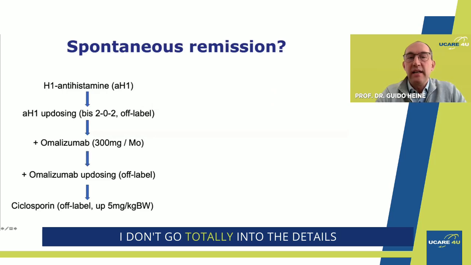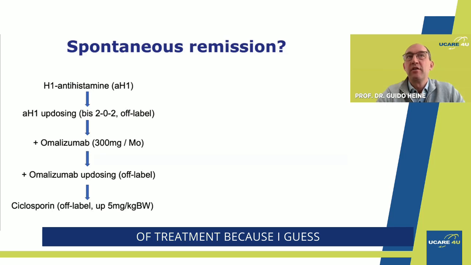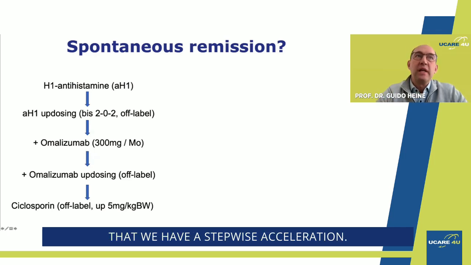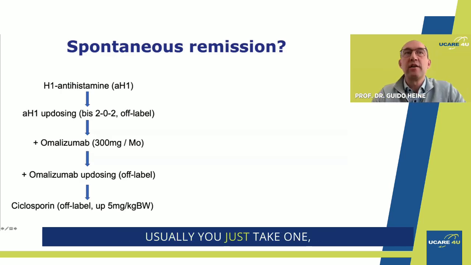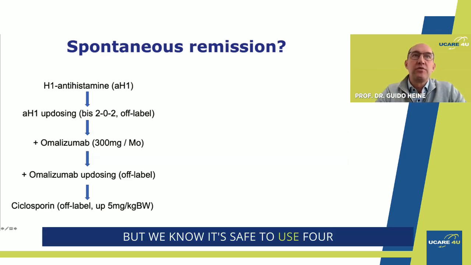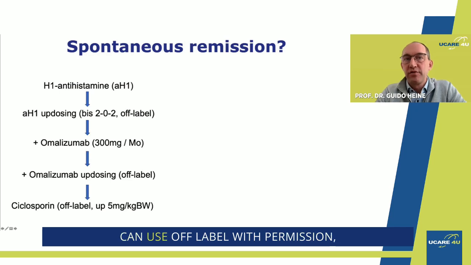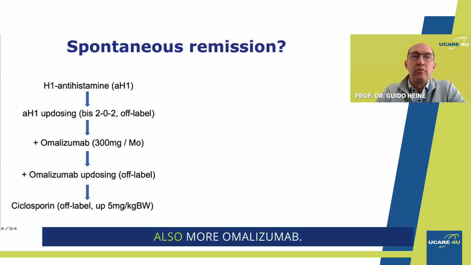I don't go totally into the details of treatment, because I guess in the next talks we get a really superior insight into treatment. But what I wanted to state here is that we have a stepwise escalation. We try with antihistamines to see if it works well. If it doesn't work well and the symptoms persist, we updose it up to 4 tablets daily. Usually you just take 1. But we know it's safe to use 4, and in some patients they do better. If it is not sufficient, we neutralize these IgE or take IgE from the serum using omalizumab. And if this doesn't work, one can use, off-label with permission, even more omalizumab.